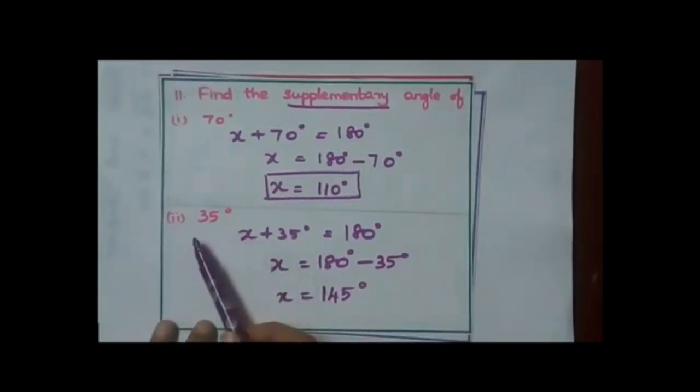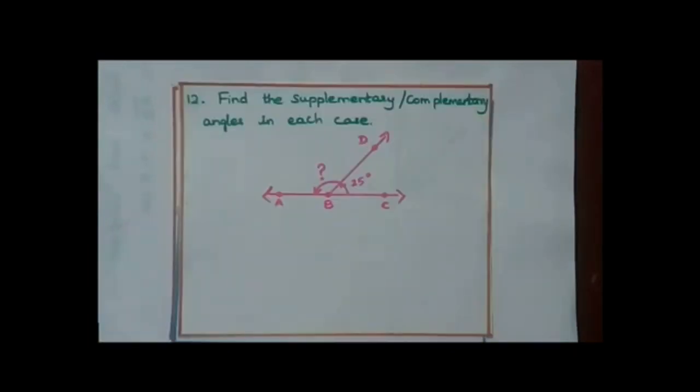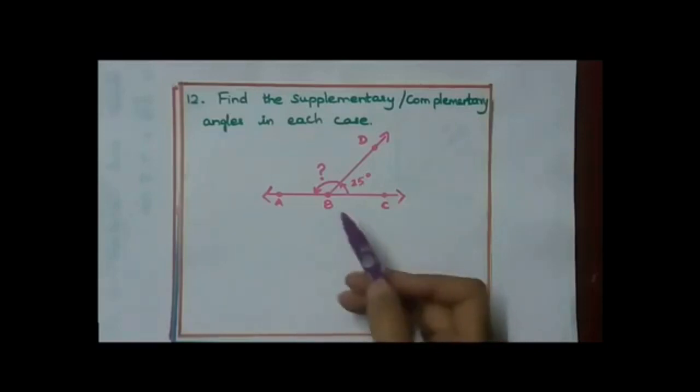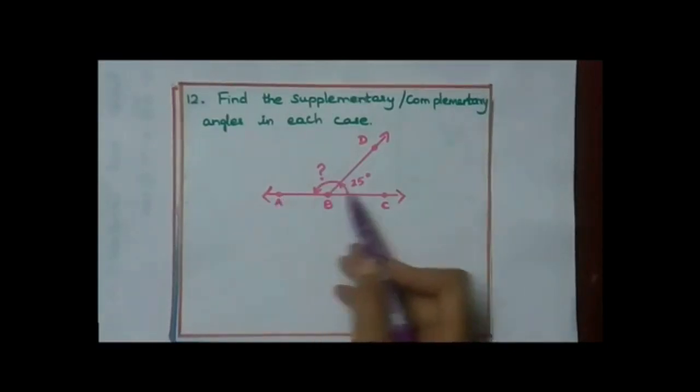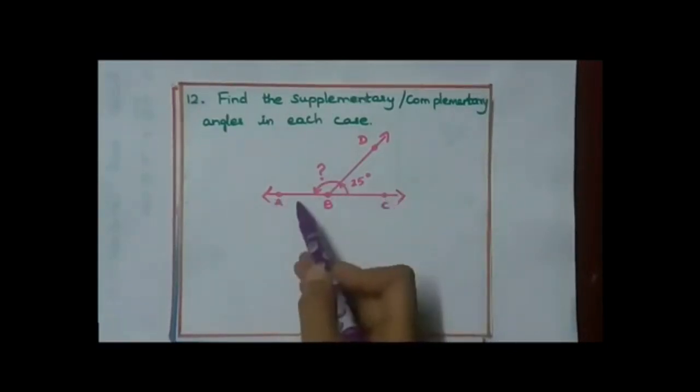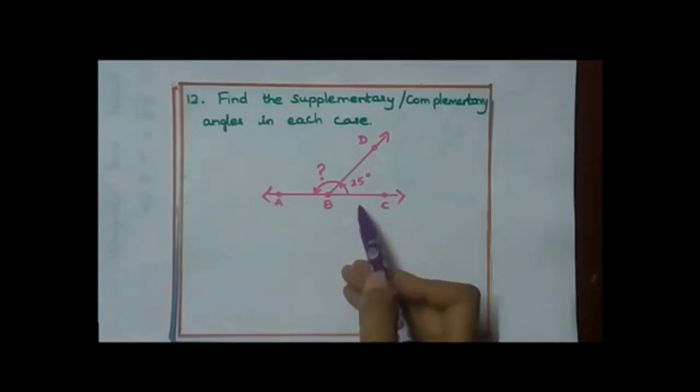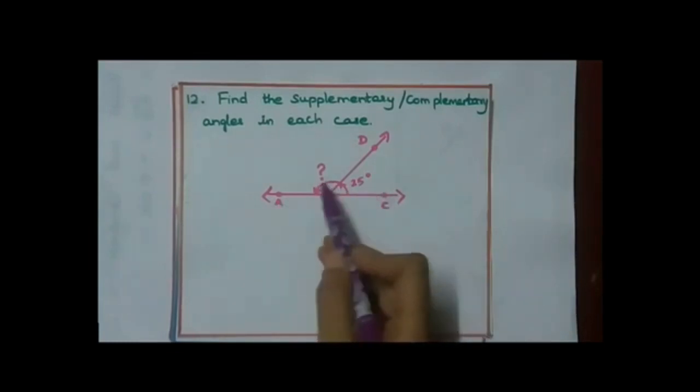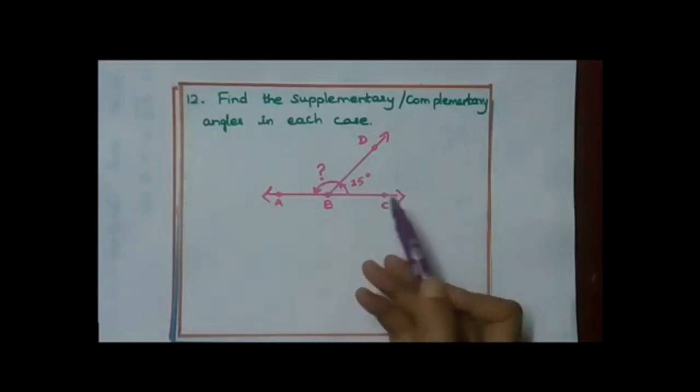So the supplementary angle of 35 degree is 145 degree. Is it clear? Find the supplementary or complementary angles in each case. So you have to find the supplementary angle or complementary angle according to the problem. So given problem, what is the angle of the straight line? 180 degree. Very good. So 180 degree means supplementary angle.